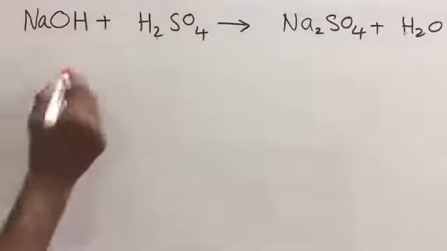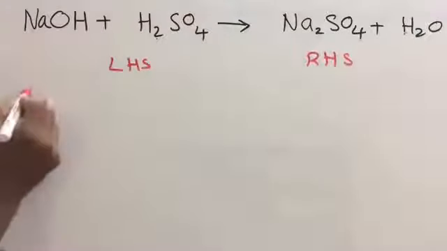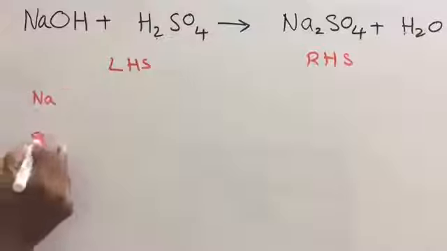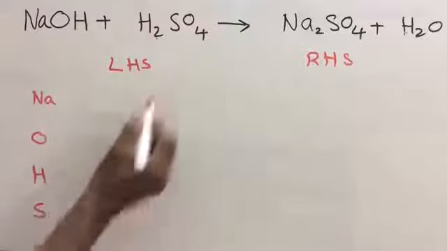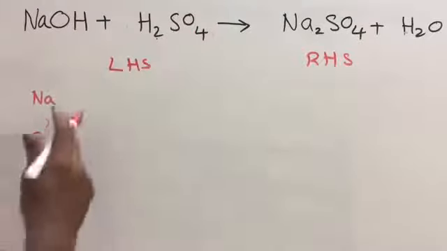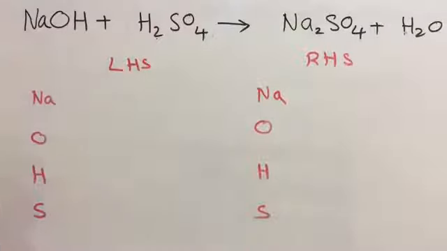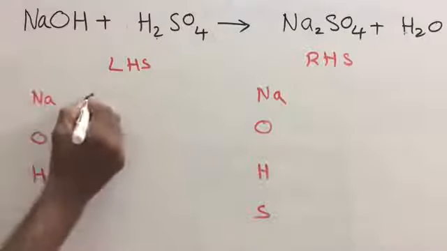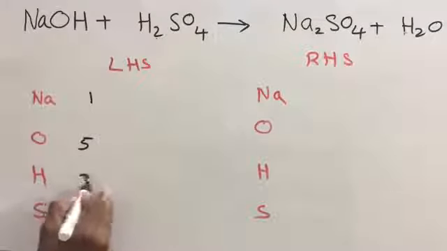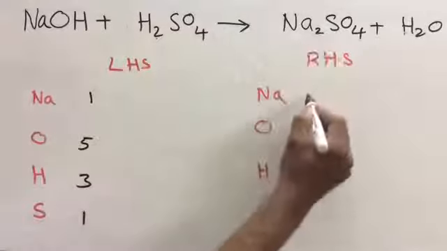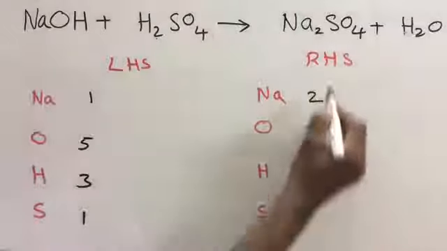Balance one more equation. Write LHS, RHS. On LHS you have sodium and then you have oxygen, you have hydrogen. Hydrogen already we have written here. Now sulfur, oxygen already we have written here. The same elements are present on the right hand side, Na, O, H and S. Now the number of atoms of sodium, 1 we have, oxygen 1 here and 4 here, 5, hydrogen 1 here and 2 here, 3, sulfur 1. On RHS sodium we have 2, oxygen 4 here and 1 here, 5, hydrogen we have 2, sulfur we have 1.